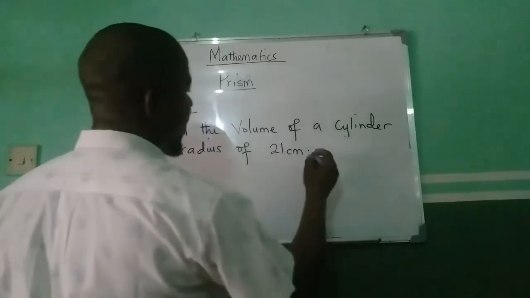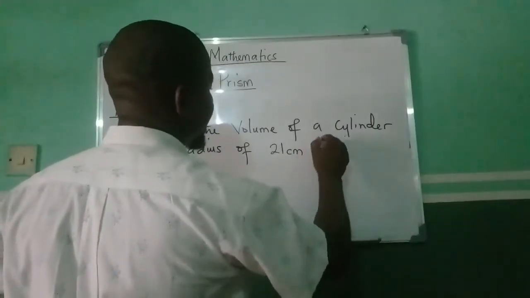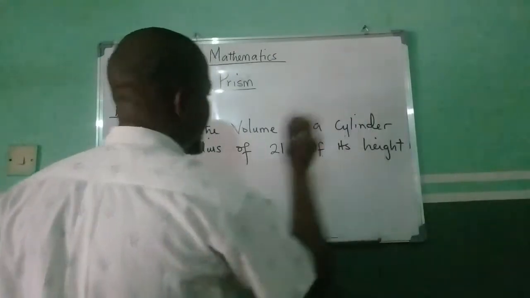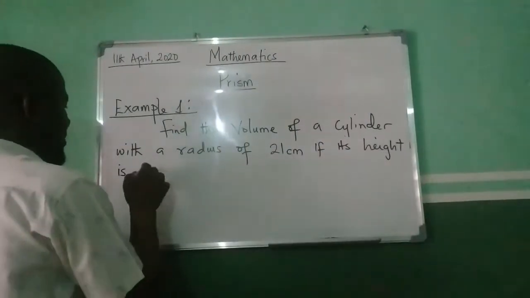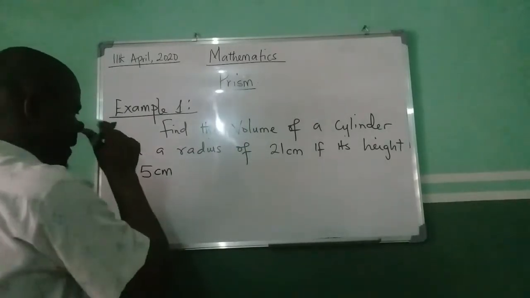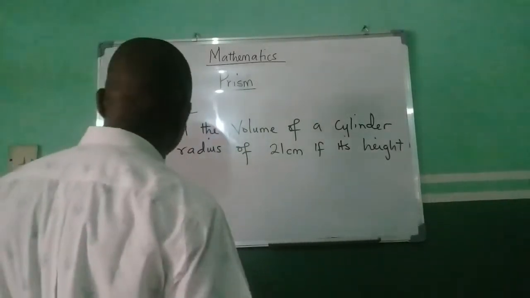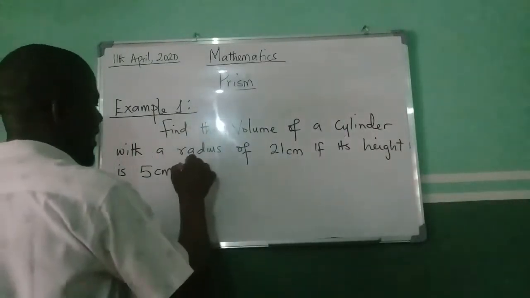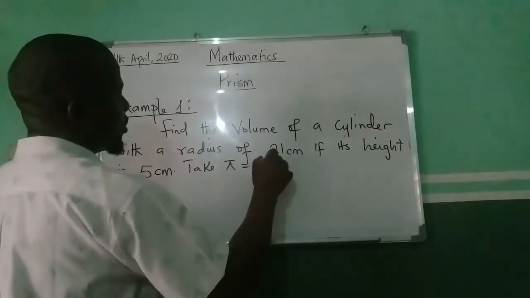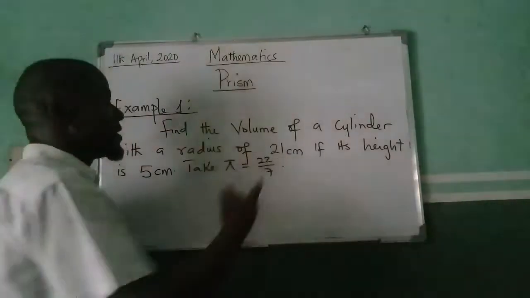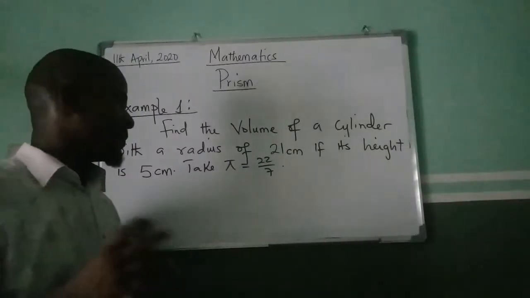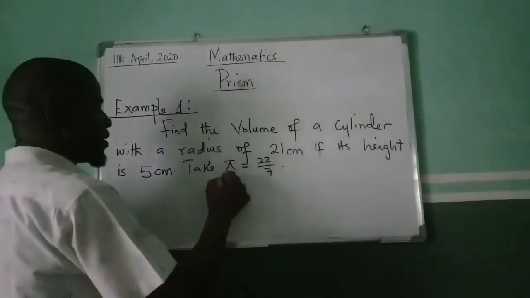With a radius of 21 centimeters, if its height is 5 centimeters. Okay, if its height is what? 5 centimeters. Now at the end, they say take pi to be equal to what? 22/7. Like I said earlier, this is the universally accepted value for pi, 22/7. So let's look at the solution to this problem.